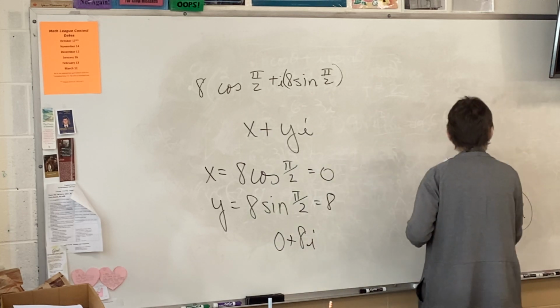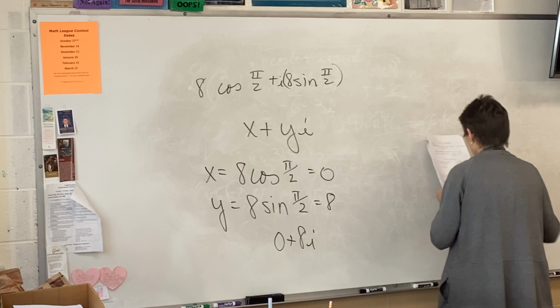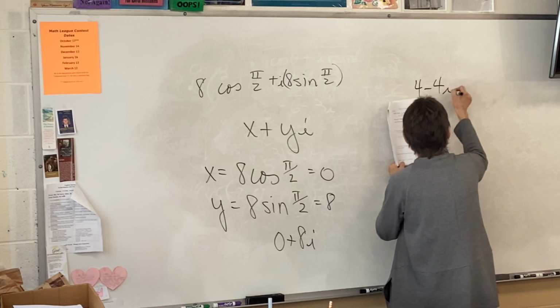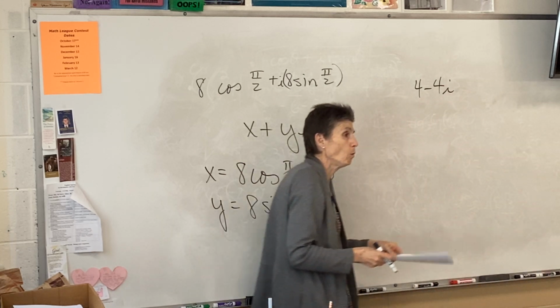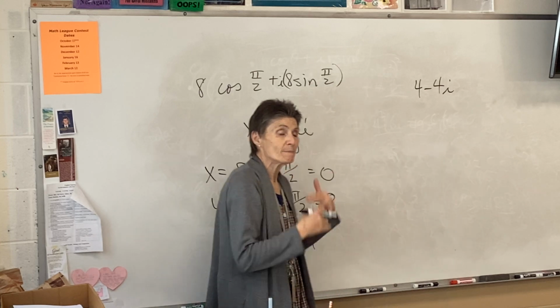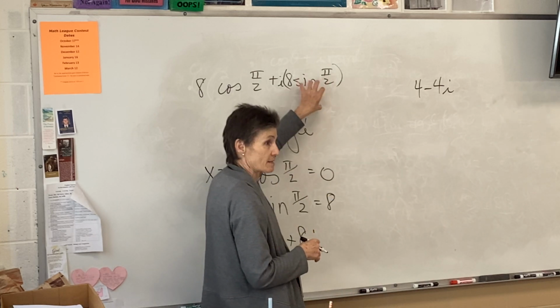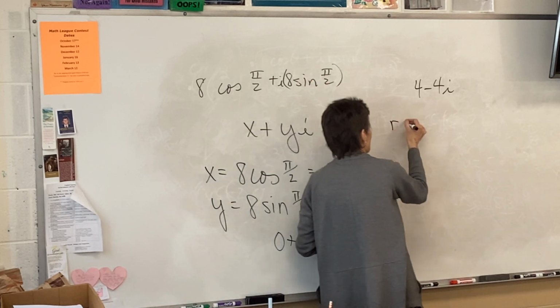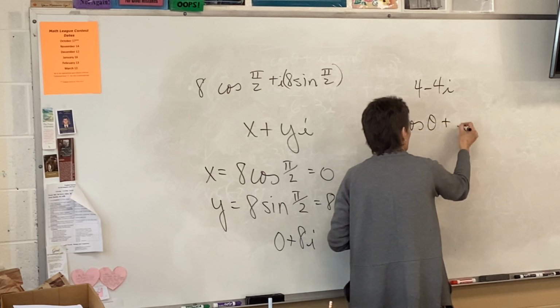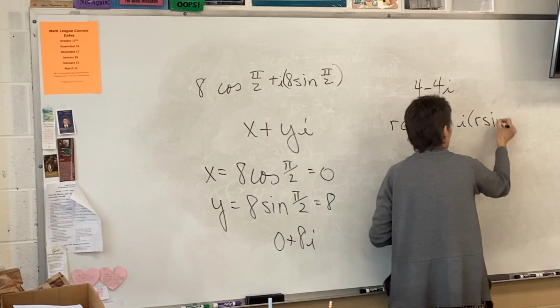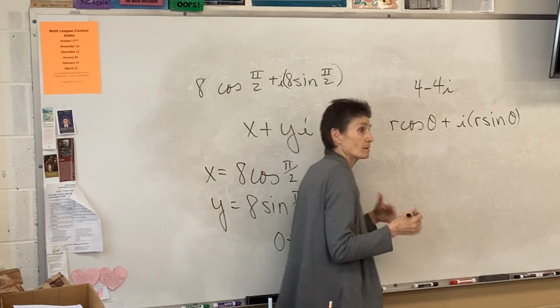And then finally, 4 minus 4i, we're going to write this in polar form, which means we're going to write it like this. We're going to write it as r cosine theta plus i times r sine theta. Okay?